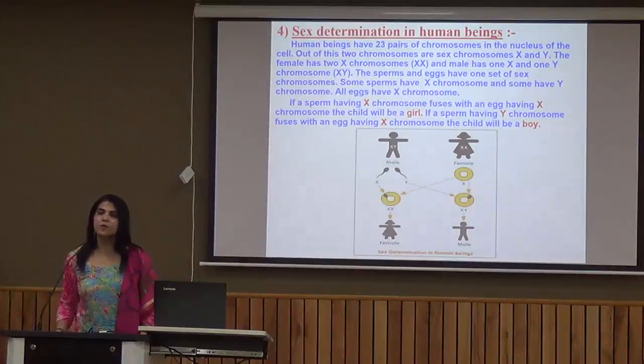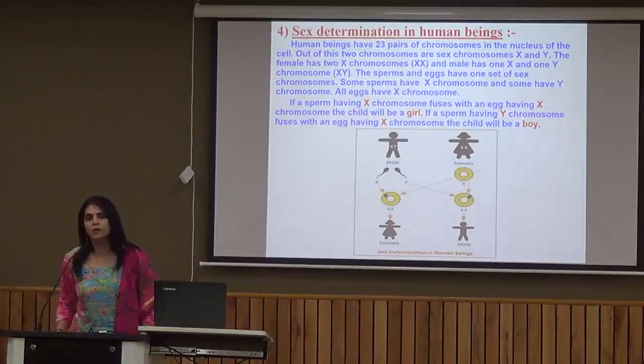Now, if the sperm having X chromosome fuses with an egg having X chromosome, the child will be a girl. If a sperm having Y chromosome fuses with an egg having X chromosome, the child will be a boy. So can we say that the sex of a child actually depends on the father, because it is the father's sperm only which carries either X chromosome or Y chromosome. Mother will always give only X chromosome. So this is how the sex is determined in human being.